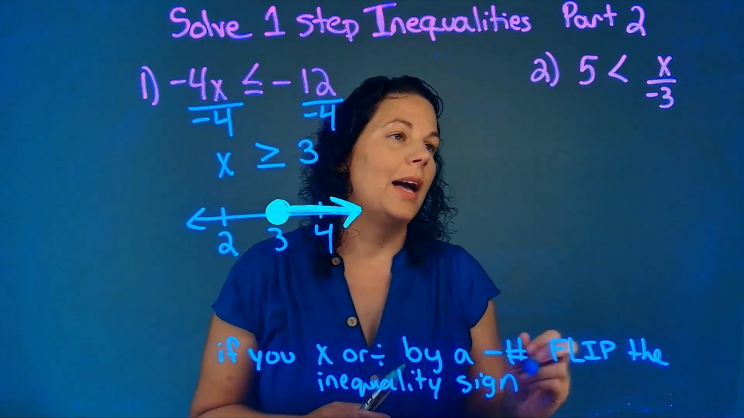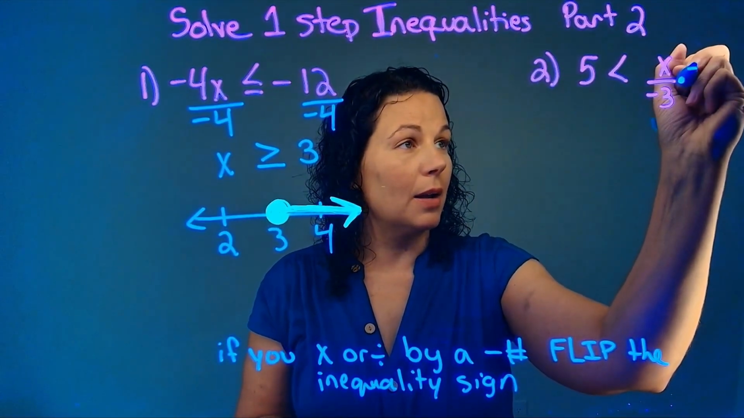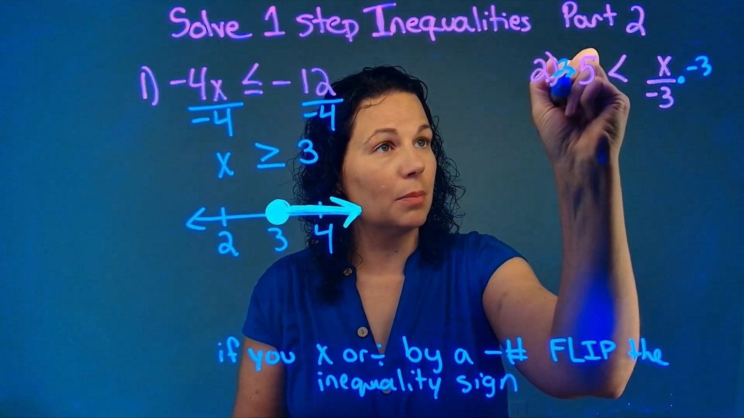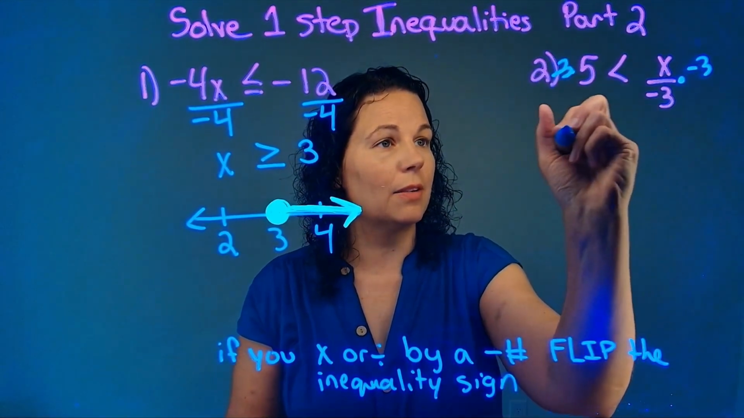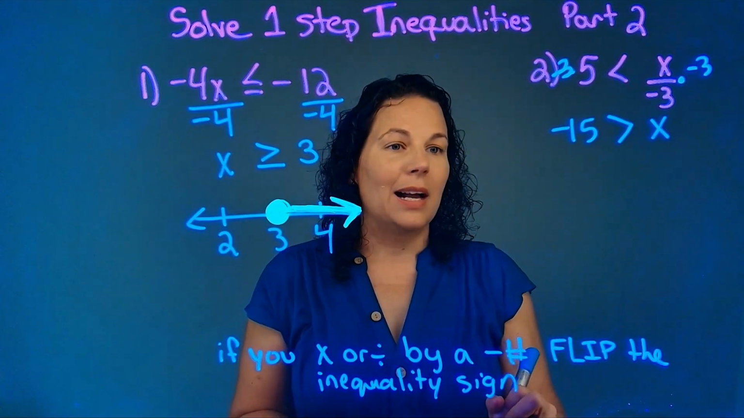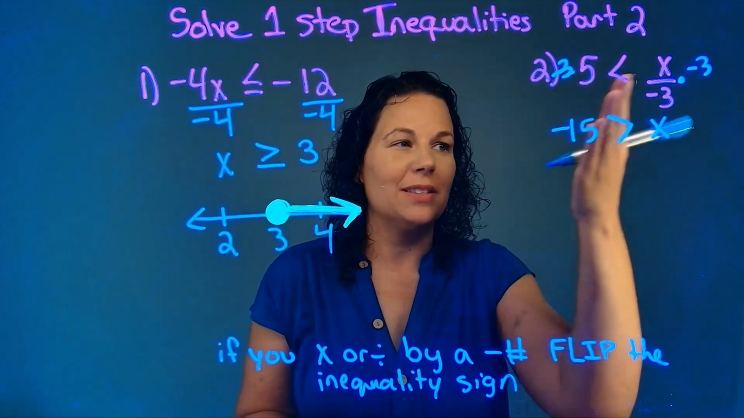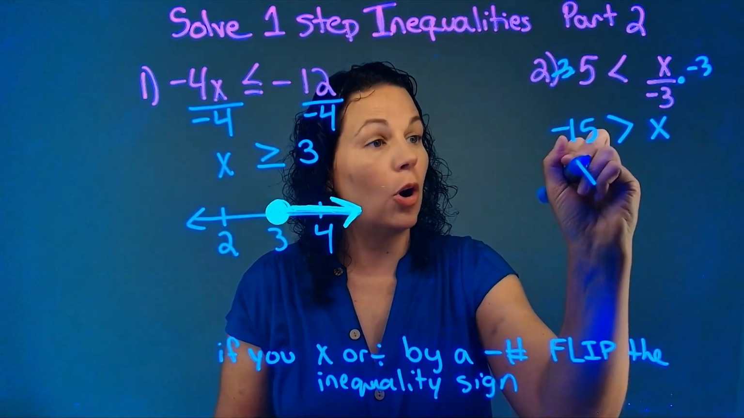Number 2, x divided by negative 3. To undo divide, I have to multiply. And I'm multiplying by a negative number. I'm multiplying by negative 3. That means I have to flip the sign. I also don't love how this one looks. It's harder to graph when the variable is on the right side. So let's flip the whole thing over.